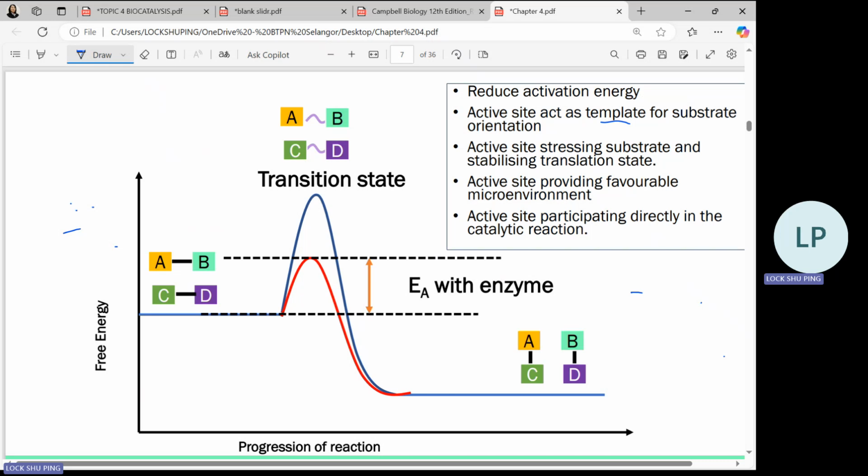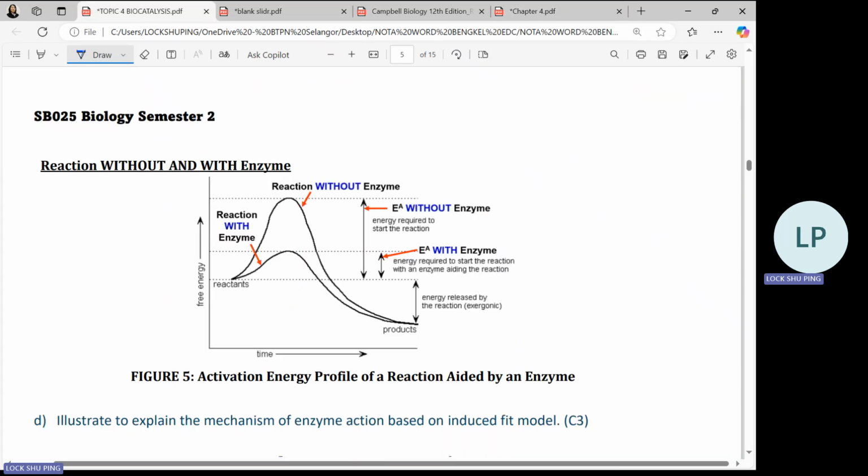In Chapter 5 later on, during the electron transport chain, we're going to see this particular example. Okay, so that is the basic explanation of how the lowering of activation energy can happen when the substrate is bound to the enzyme at the active site. So that's it for this video.